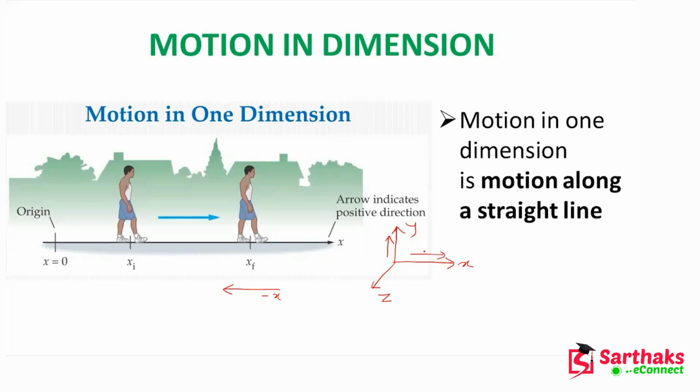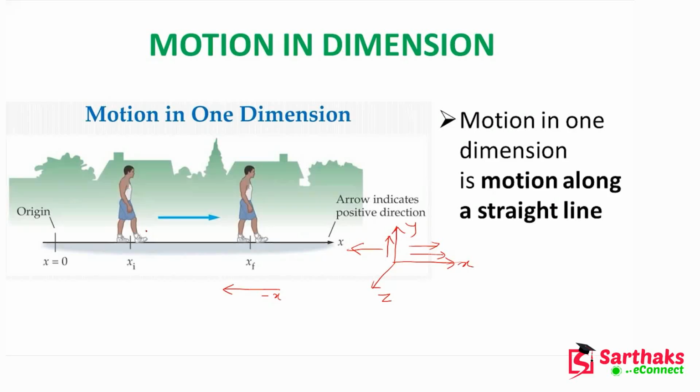Among these three dimensions, you are following only one dimension. It may be along this path, or upward, downward, or positive z direction, negative z direction, but you have to follow only one direction. It is not that you are following x and y both, only one direction. So whenever I am following a straight line, at that time the motion will be one dimensional.